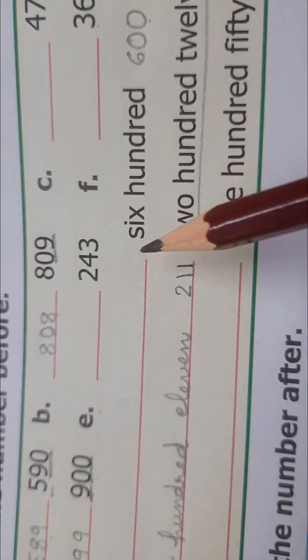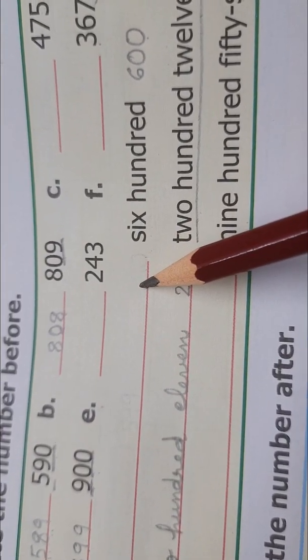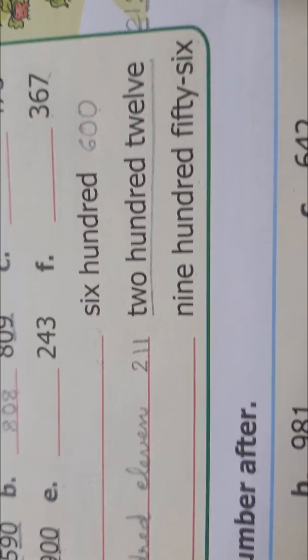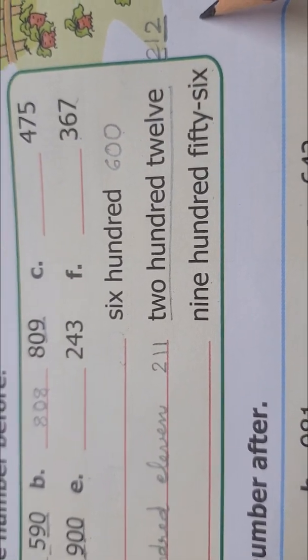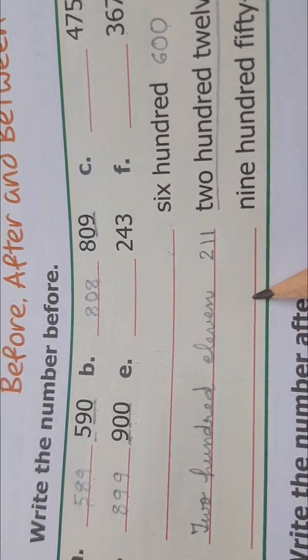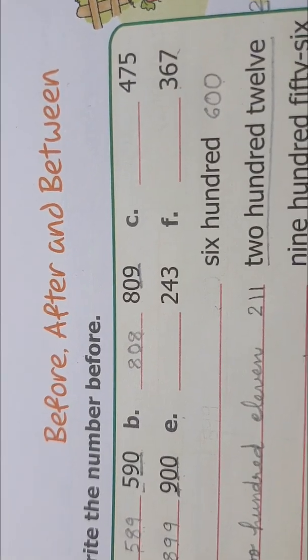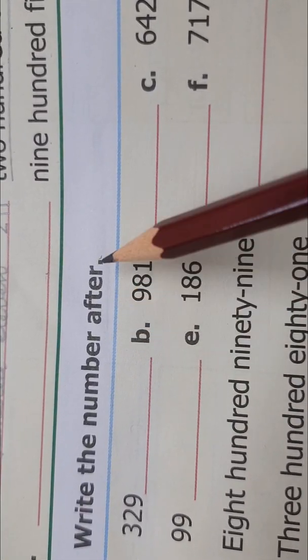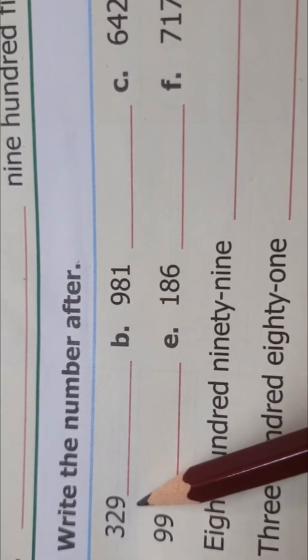So in the same way you will do this one also in the words form, and here also 956. First you will write it in the numerical value and then you will write the answer in the words. Now let us find out the number which comes after a given number.